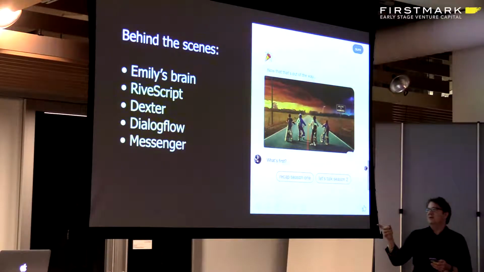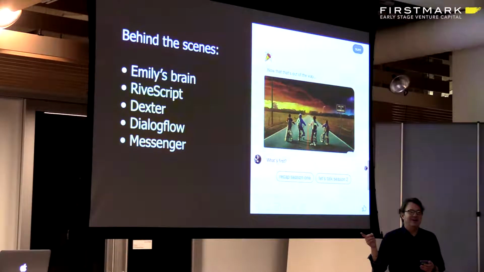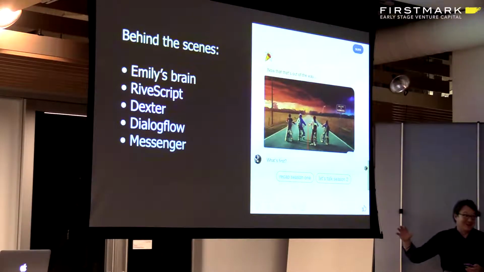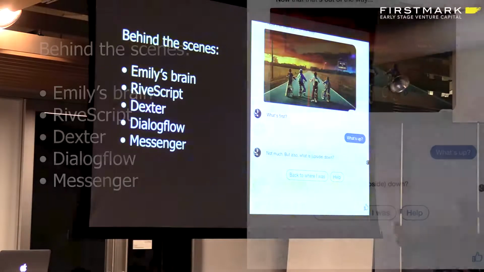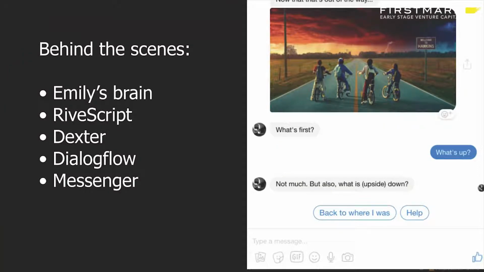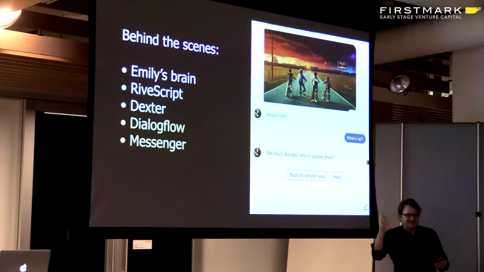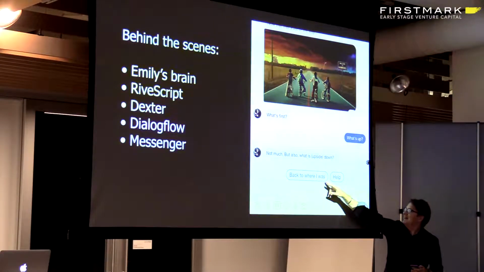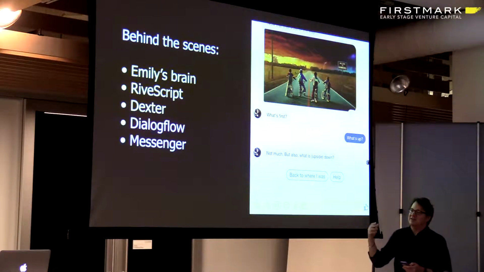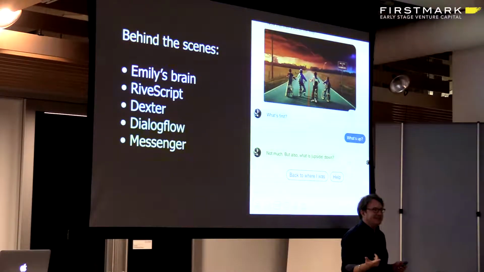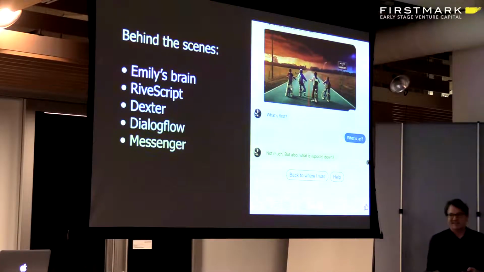We use Dialogflow, which used to be called, until like a week ago, API.ai. So if you go looking for API.ai, you won't find it anymore. It's now Dialogflow. And we use that for some of the natural language processing. So like here, if I say, what's up, it responds not much, but also what is upside down. And some of you will understand that joke. Back to where I was, and you can get back into this script. So we're using natural language processing to watch for when people need help, when they say silly things, because humans like to say silly things to bots.